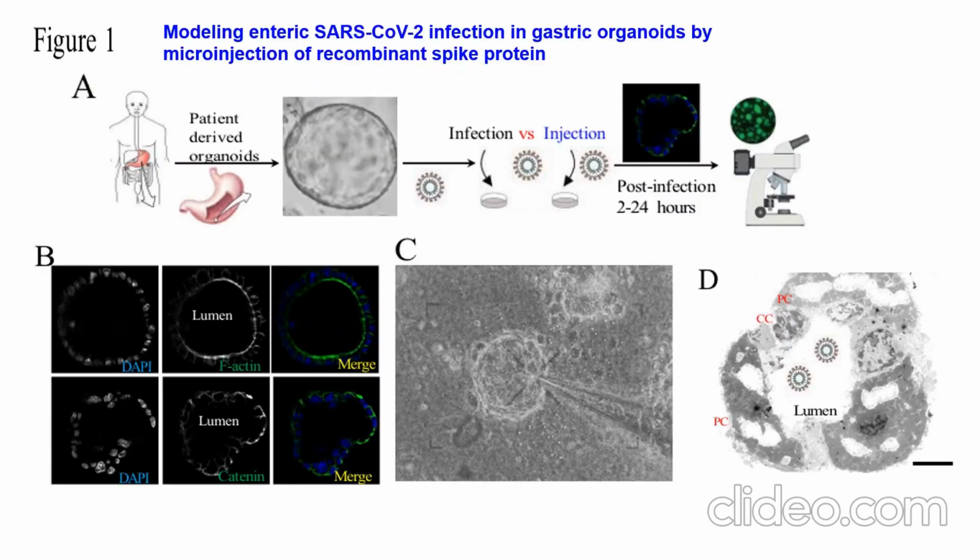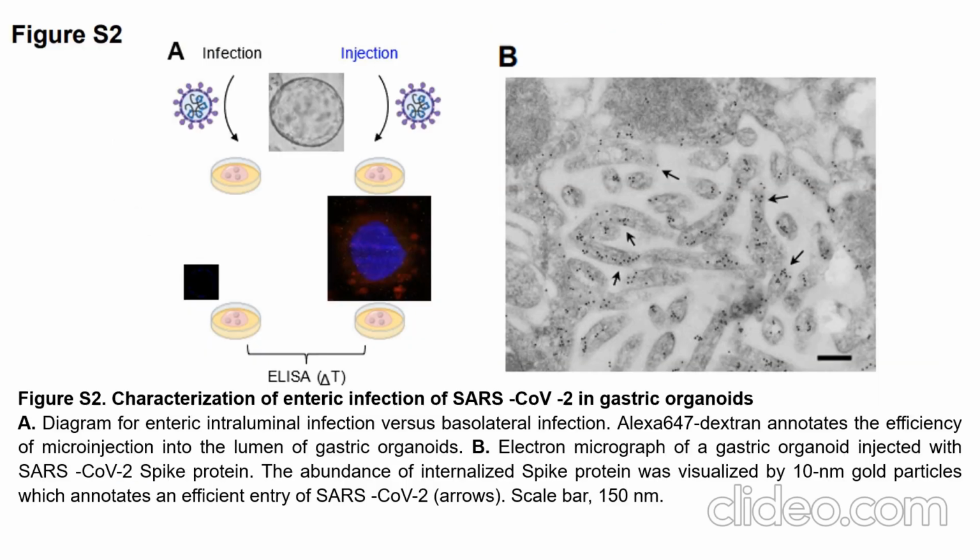Figure 1A illustrates patient gastric organoids that were microinjected and infected with COVID-19 spike protein. Figure B, validations of the prepared organoids. Slide C illustrates the method of injection. Figure D, a micrograph with spike protein in the lumen or the apical and basolateral membrane. Figure 1 again is the method of injection and infection of COVID-19 spike protein.